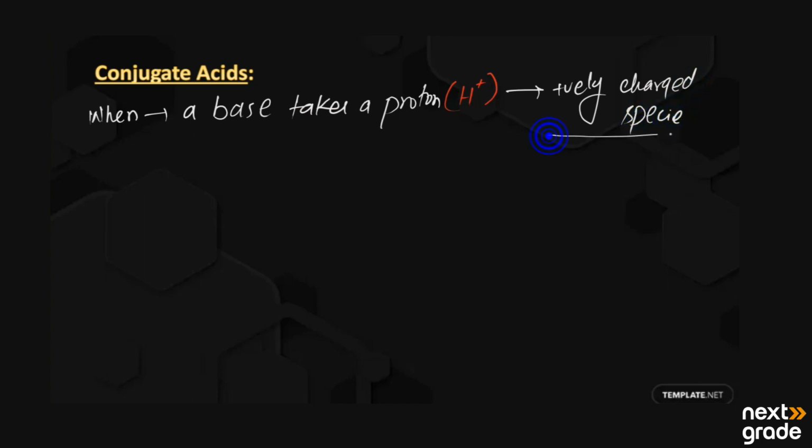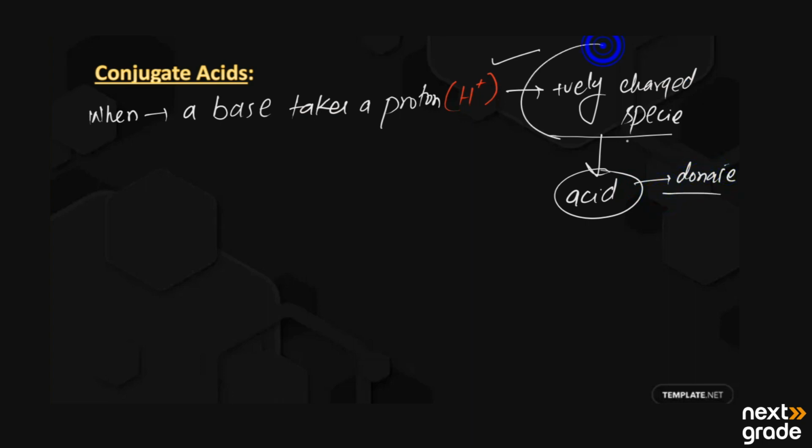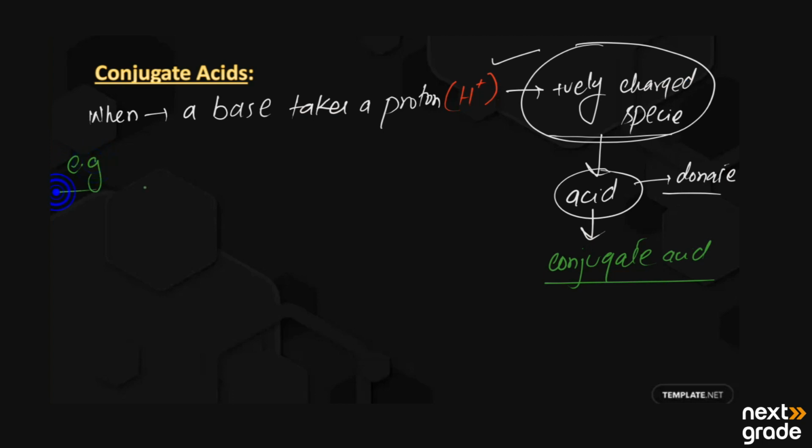Now this positively charged species can act like an acid. Why can it act like an acid? Because now it has a proton and it can donate the proton. So after the formation of the positively charged species, this product can act like an acid. So it is known as the conjugate acid.